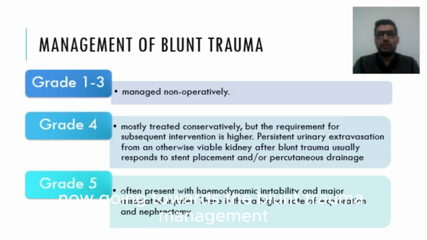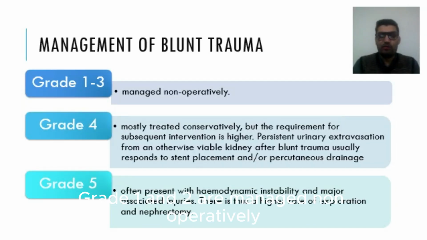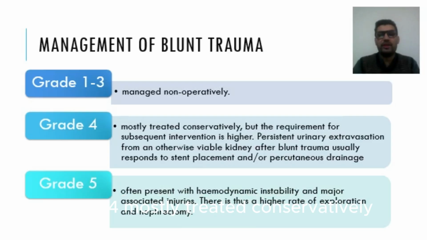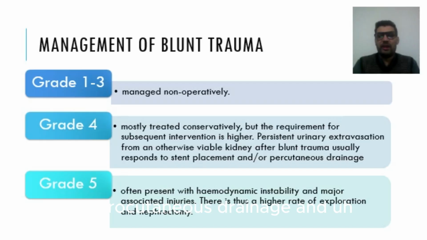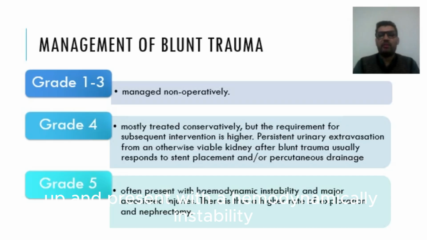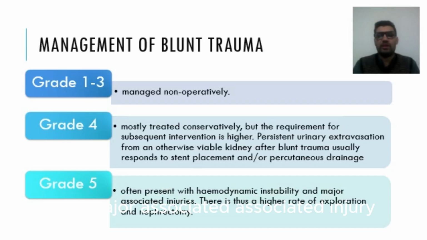Now going toward blunt trauma management. Grade 1 and 2 are managed non-operatively. Grade 4 is mostly treated conservatively, but the requirement for subsequent intervention is higher. Persistent urinary extravasation from an otherwise viable kidney after blunt trauma usually responds to stent placement or percutaneous drainage. And sometimes blunt trauma presents with hemodynamic instability and major associated injury. This is a higher rate for exploration and nephrectomy.